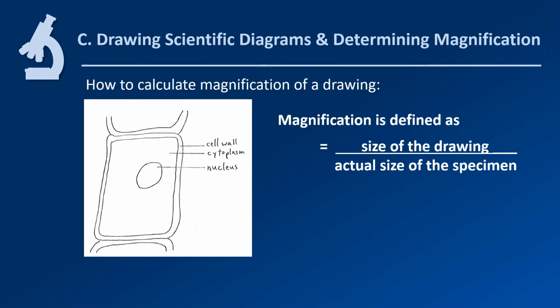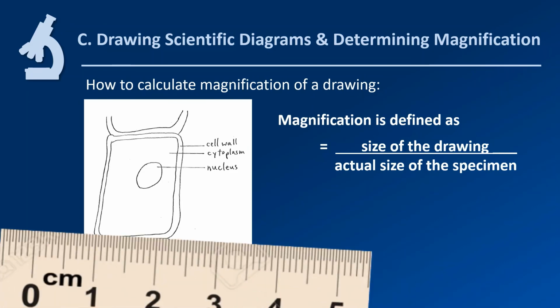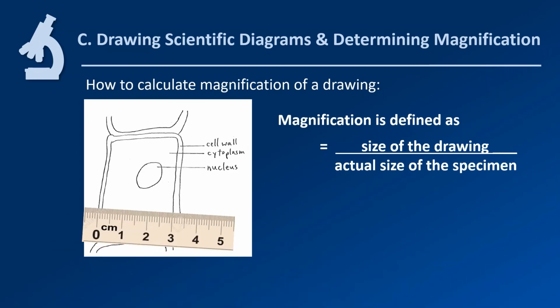So how do we get the size of a drawing? Pretty simple. You just get yourself a ruler, so you can measure that. You can measure it in centimeters or millimeters. In this case here, I'm measuring 3.4 centimeters. And how big is the specimen? Well, that was what we did in the previous exercise. So if you remember that one cell, epithelial cell, that we measured, it was 42.5 micrometers.